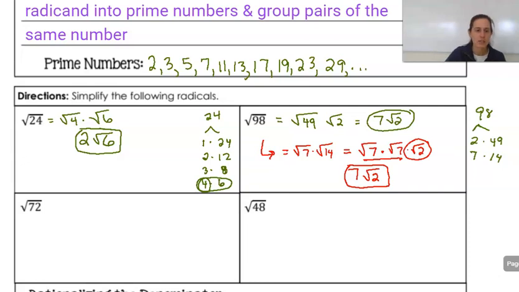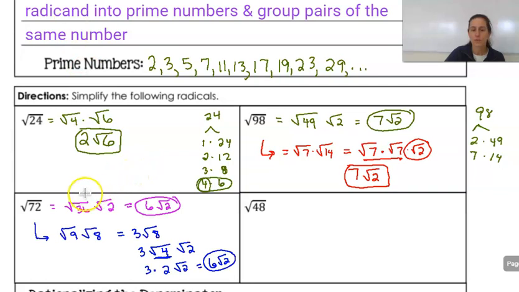Okay? Go ahead and try the next example. So if you thought of the highest perfect square, it'd be 36 times 2. So square root of 36 is 6, and then radical 2. If you didn't think of that, but you thought of 9 and 8, you can still get there.